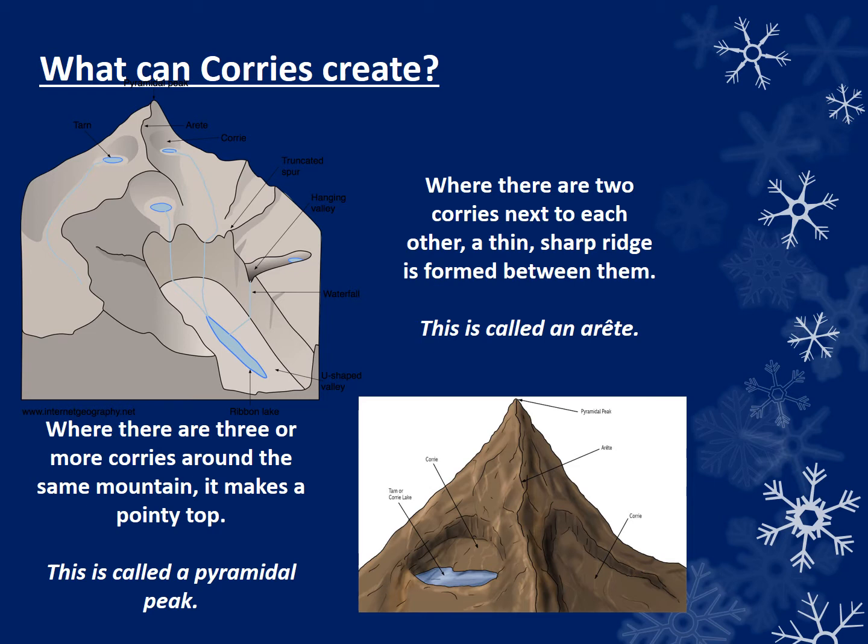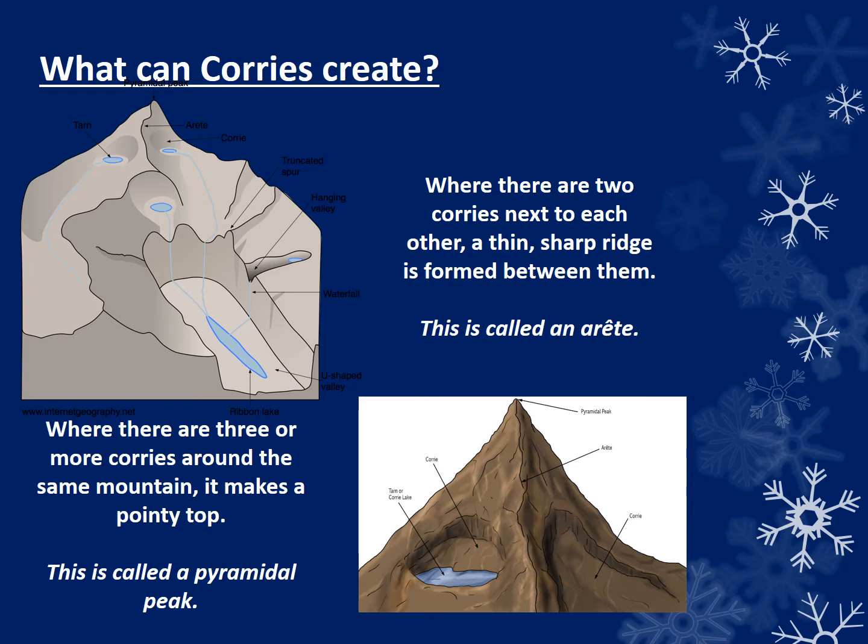So where you have 2 corries next to each other, so either side of a mountain, they create a really sharp ridge between them, as you can see in this top left picture here. You can see a really sharp kind of rocky line, and that is called an arête.